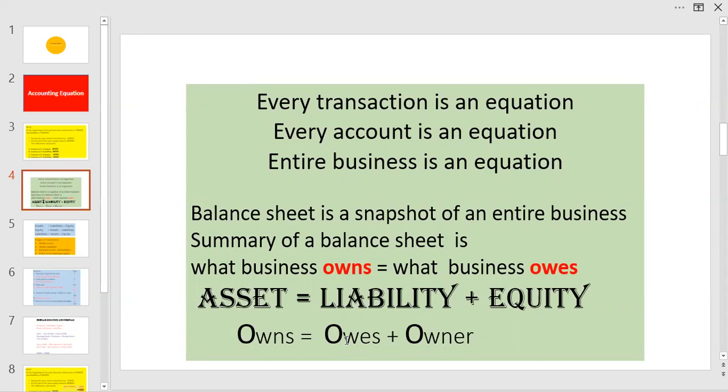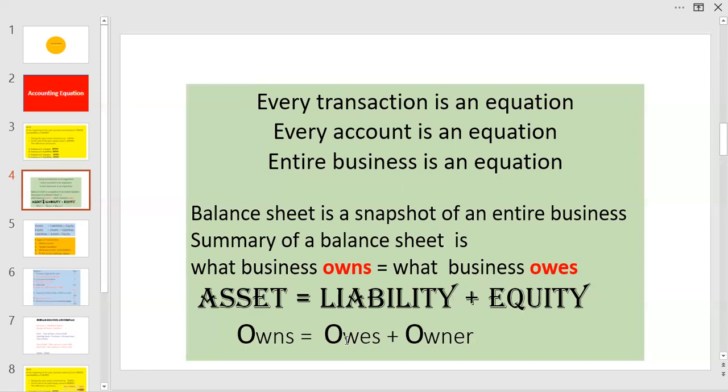When we say it is a photograph, it is understood it is relevant only for that split second when it was taken. After every transaction, the picture you show as a balance sheet will vary, but it will balance. It will remain the same. Balance sheet can be summarized into what business owns equal what business owes. In other words, assets equal liability plus equity.